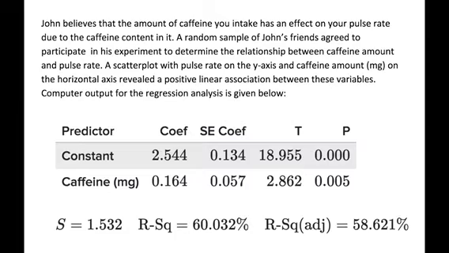So the slope would be interpreted as, for every 1 milligram increase in caffeine content, our model predicts an average increase of 0.164 in pulse rate. The y-intercept would be interpreted as, at a caffeine content of 0 milligrams, our model predicts a pulse rate of 2.544.